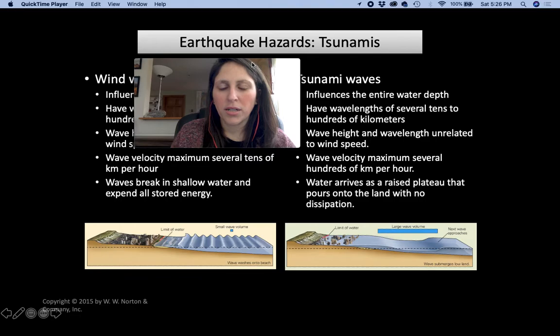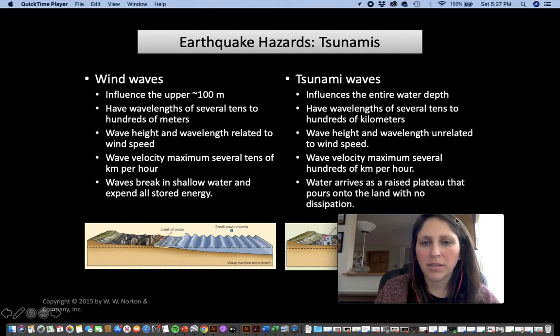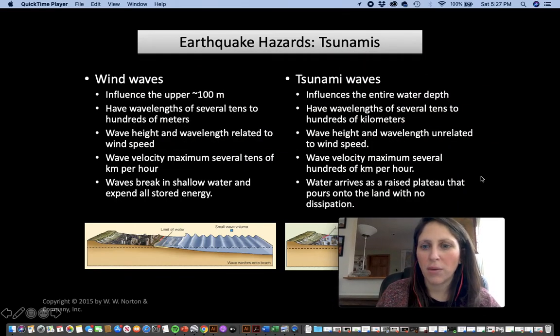Okay, some more diagrams. Here's a nice comparison of wind waves versus tsunami waves.